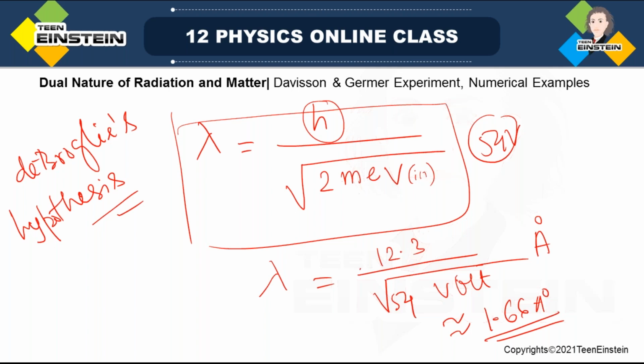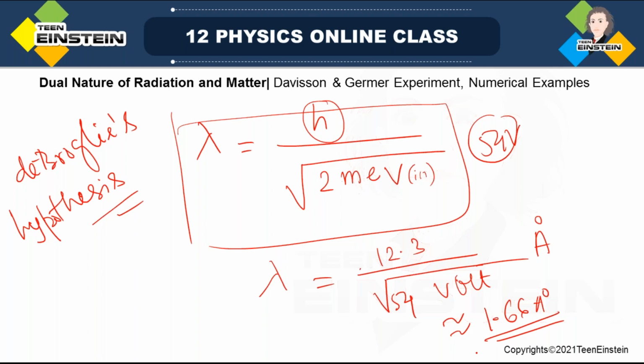That means your experimental value and your theoretical value using de Broglie's hypothesis are matching each other. What we can conclude is that the electron must be behaving as a wave having wavelength nearly equal to 1.66 angstrom in that particular experiment.